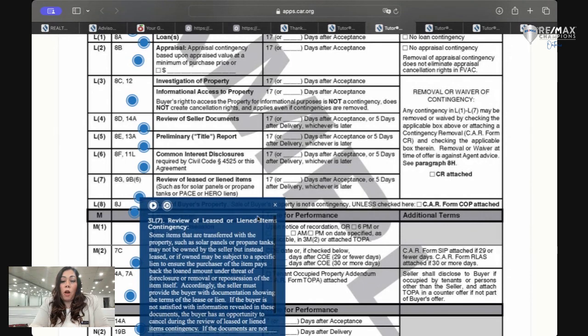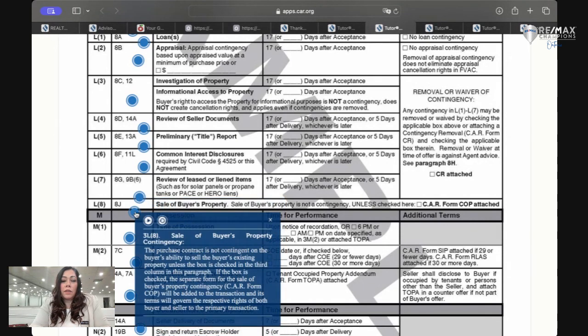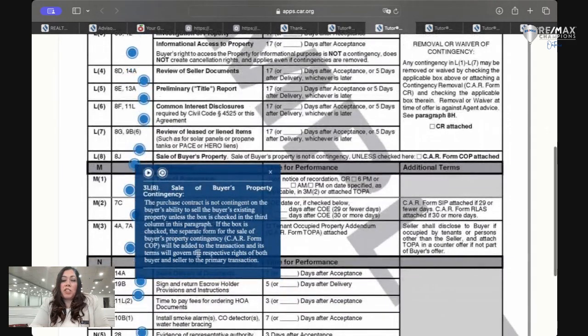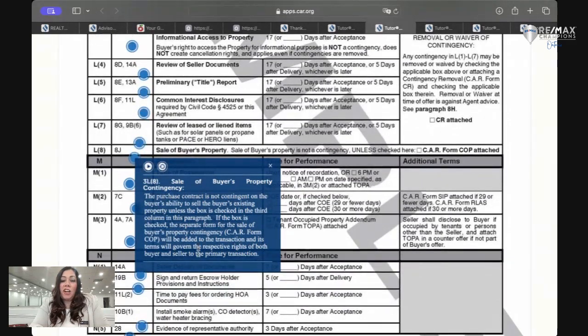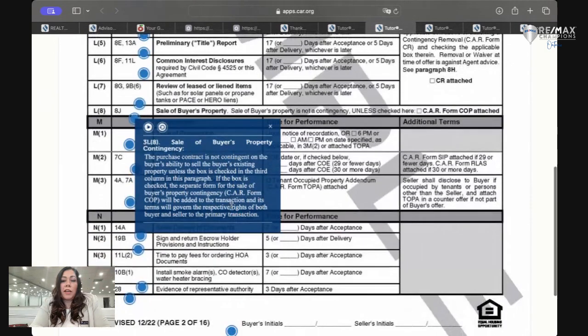Sale of buyer's property. The purchase contract is not contingent on the buyer's ability to sell the buyer's existing property unless this box is checked. It's important to check this. If your buyer is selling a property, if it's in escrow or whatever the case is, if your client needs to sell, if they can't qualify without this, it's important to have it, just so that it protects your client.